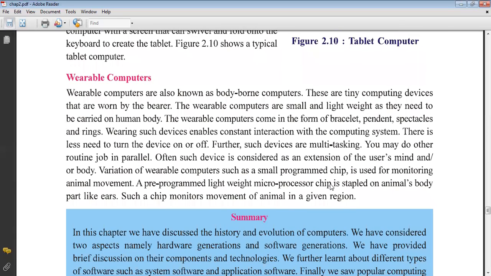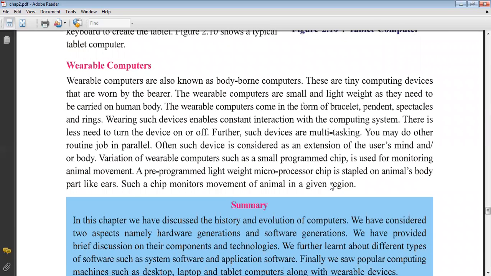Wearable computers. Wearable computers are also known as body-worn computers. These are tiny computing devices that are worn by the wearer. The wearable computers are small and lightweight as they need to be carried on the human body. The wearable computers come in the form of bracelet, pendant, spectacles, and rings. Now, as per its name, wearable, that means you can wear that computer on any part of your body in the format of bracelet, pendant, spectacles, and rings. A computer is attached with it.